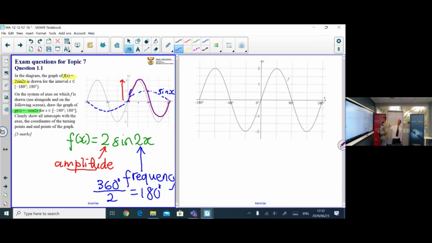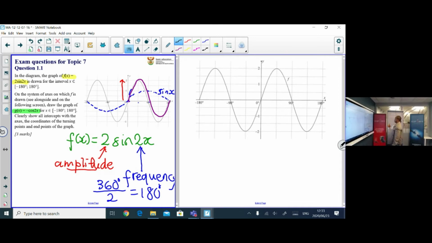If there is any other thing, like maybe a negative here, it would mean that we need to reflect our graph in the x-axis, because this is affecting the whole y function. So it's a reflection in the x, but we shall be looking at that on g of x.